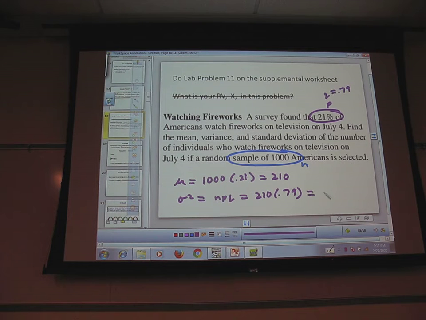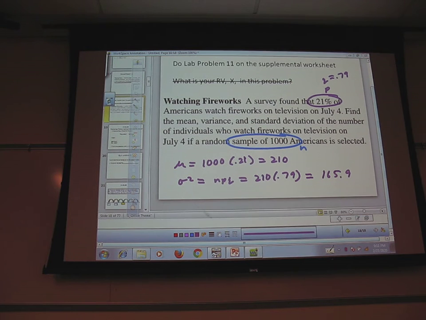So what did you guys get for that one? 160.9. Okay, great. And then my standard deviation is going to be the square root of that. What did you guys get for that one? What was it? 8. We'll go with 9. That seems good.